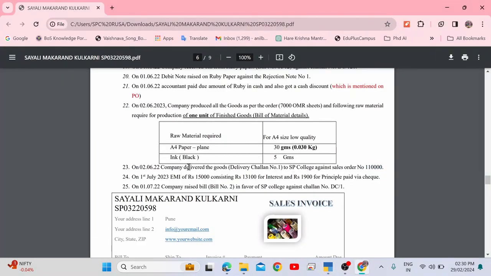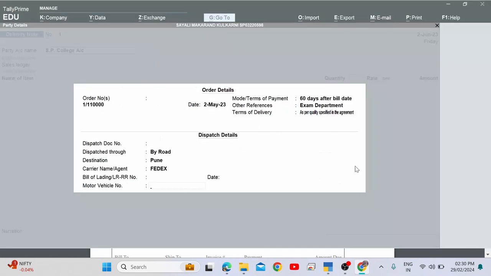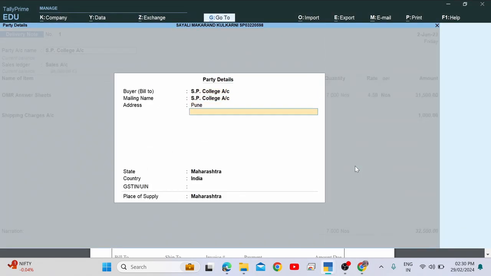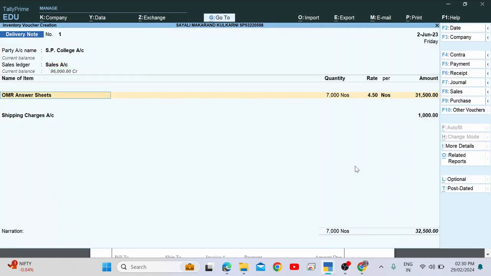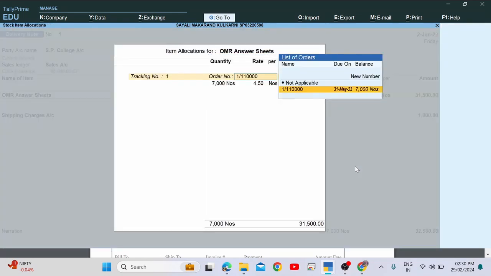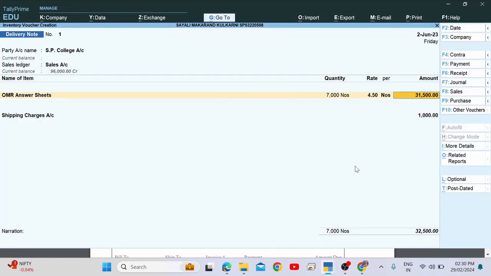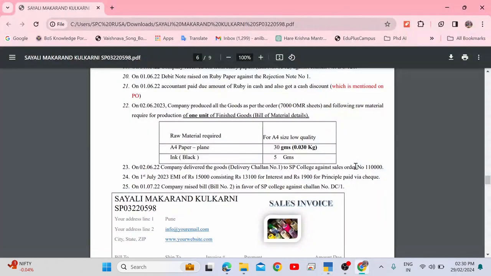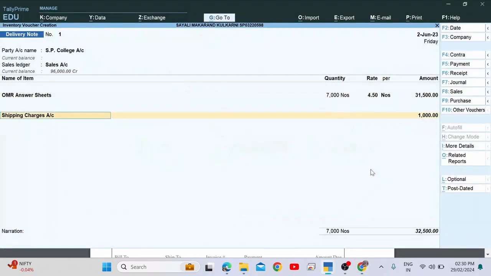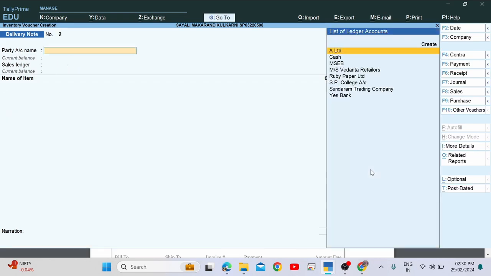Here they haven't given any information about vehicle, therefore simply accept it, and no need to change anything. We have delivered full one vehicle against DC one only, all the material, 7,000 in one vehicle only. Shipping charges also SP agreed, automatically you will get, no change, no need to change, just accept it, accepted.